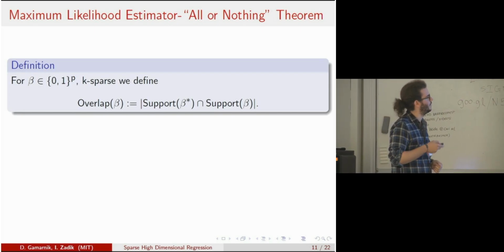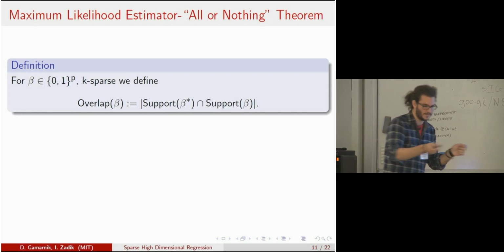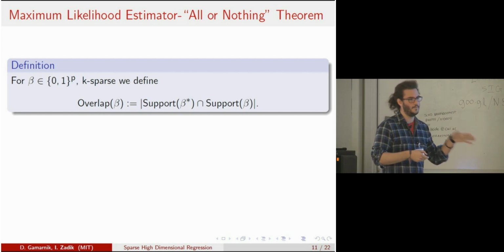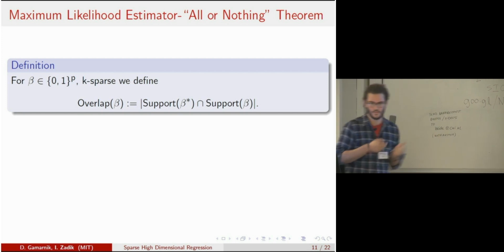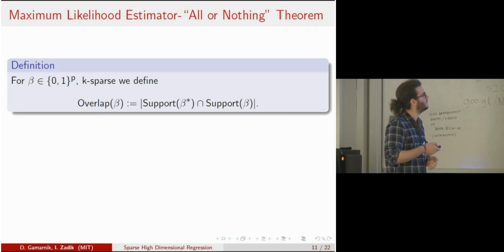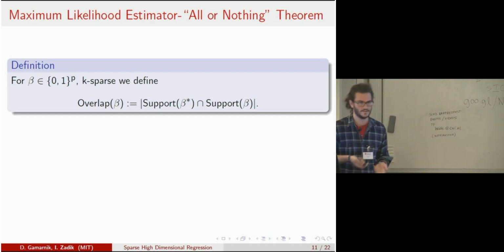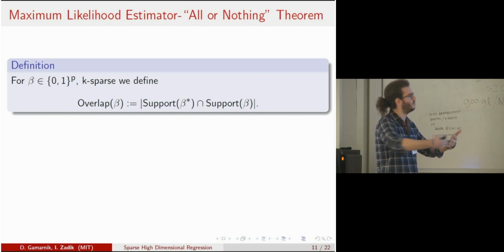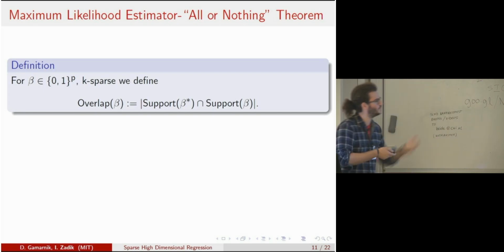But we need one more definition to say exactly what distance we use. I will define a quantity which we call the overlap of a binary k-sparse beta. If you give me a binary k-sparse beta, I define the overlap of beta to be the cardinality of the intersection of the support of beta and the support of beta star. This is essentially the Hamming distance. Give me the beta, and I count how many common ones you have with beta star. And this will be our metric.